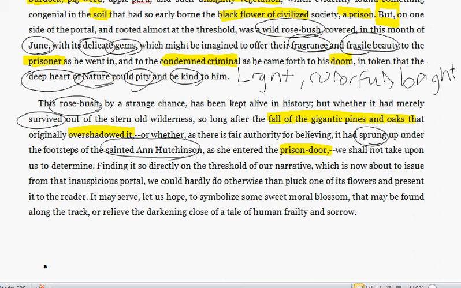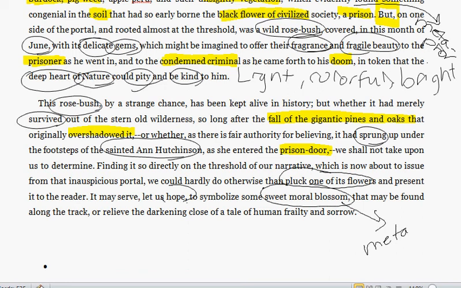Let's see, pluck one of the flowers is again light. Plucking is a quick, brusque movement. It's not heavy and ponderous. And we have hope, sweet moral blossom. So just like we had the black flower, which was the prison in the civilized society, right? Did we recognize that that is a metaphor? We have an opposite metaphor here. And we've got this ending again, very heavy.